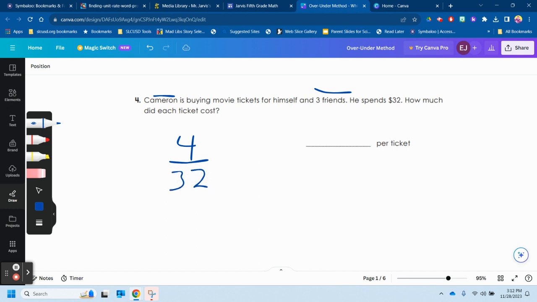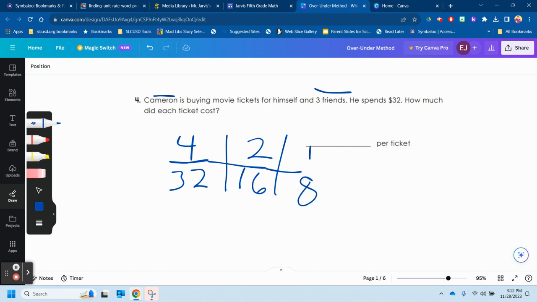You could do a ratio table and just kind of bring it down. Or the way I do it is just divide. We've kind of been doing these with ratio tables, so I could say half, and then 16, and then half it again. So every 1 ticket costs $8.